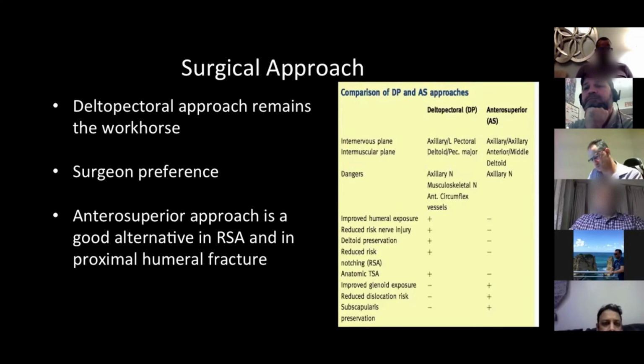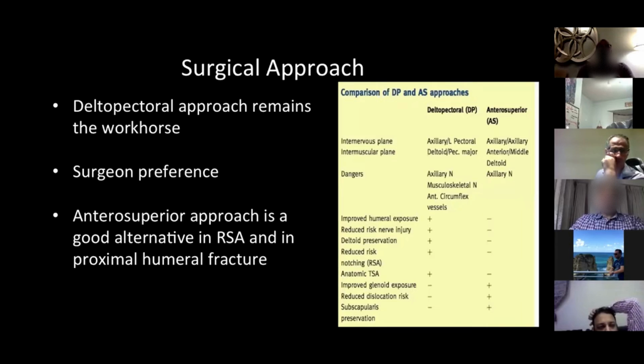Deltopectoral approach is a true internervous and intermuscular approach which reduces bleeding and postoperative pain. Structures at risk in deltopectoral approach are axillary nerve, musculocutaneous nerve, and anterior circumflex humeral artery, but the axillary nerve injury per se is more common with the antero-superior approach. Humeral exposure is considered better with deltopectoral approach, and in antero-superior approach, the limited exposure frequently results in inadvertent over resection of the humeral head, resulting in a thicker polyethylene component.